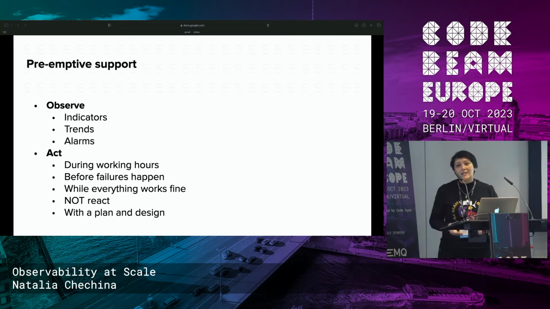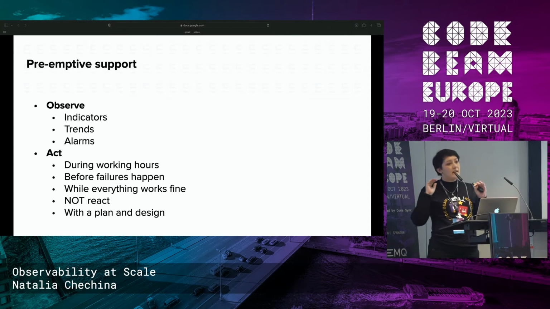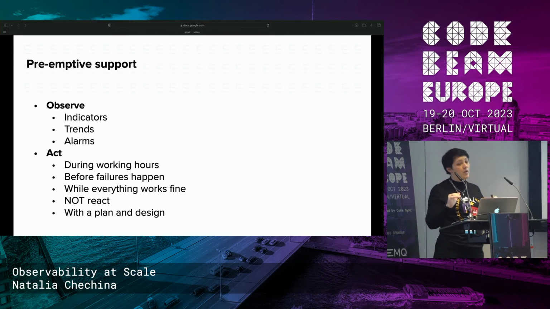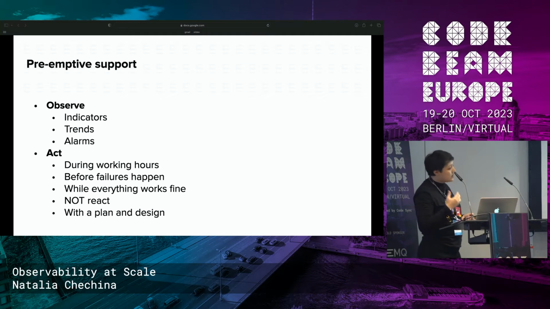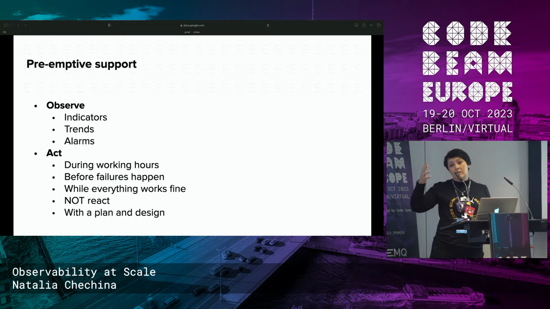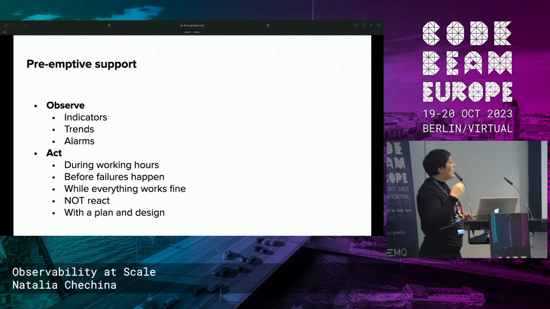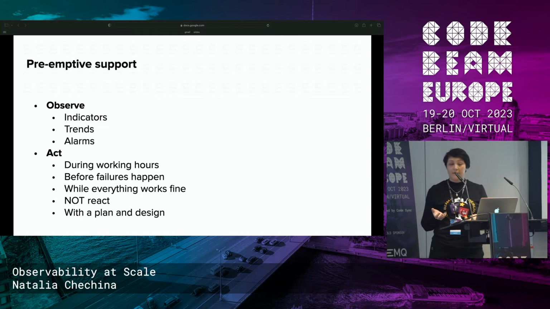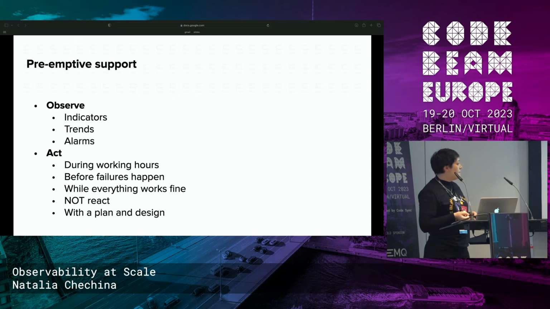And this all leads to preemptive support, right? So observability is very much about preemptive support. We don't react on things, we act in good time. And what we say is that we observe things. We observe indicators, right, that our metrics provide. We observe trends, again, coming from metrics, and all sorts of alarms that are coming our way. Yes, so we don't react, we plan, we design.